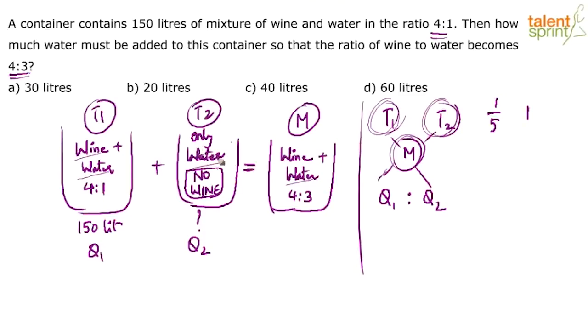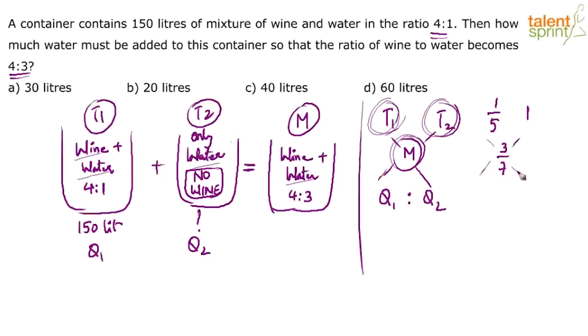You're able to follow? The whole unit itself is water, right? Here, out of total 5 units, only 1 unit is water. Out of 5 parts, 1 part is water. Here, complete 1 out of 1 is water. And in the final mixture, how much is water? 3 out of 7. 3 parts of water out of total 7 parts.